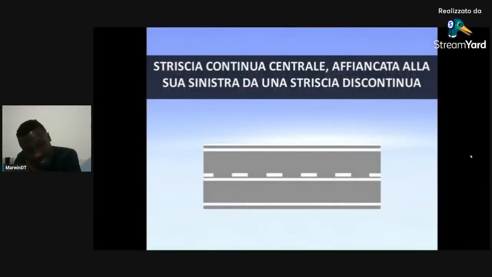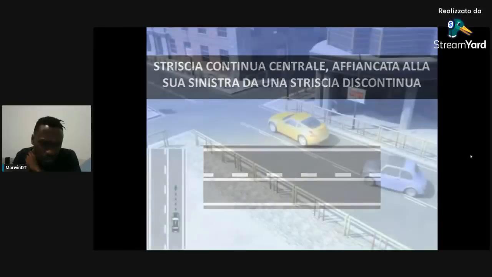Striscia continua centrale affiancata alla sua sinistra da una striscia discontinua. I repeat, striscia continua centrale affiancata alla sua sinistra da una striscia discontinua, meaning a carreggiata that has a continuous line attached with a discontinuous line. Let's see where we can find these two lines together.